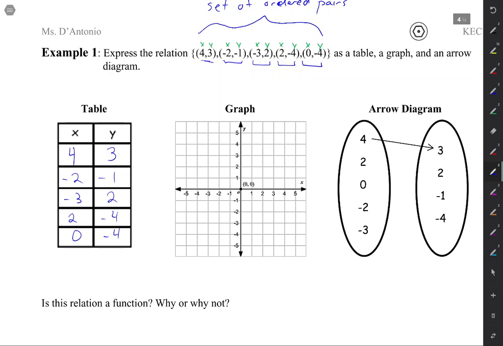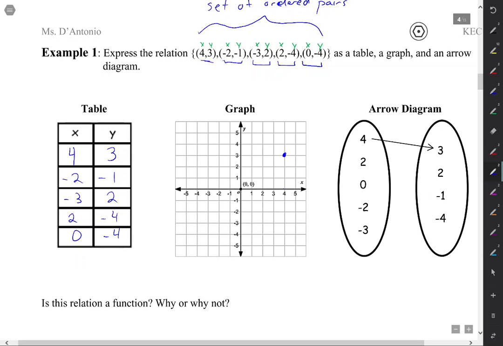Next, let's do the graph. So this is just simple graphing where we plot the x and y values on the graph. I'm just going to start off with this first one, 4, 3. So I'm going to go to the x value of 4, so that would be right here. Can't really see where I'm pointing. And then I'm going to go up to the y value of 3, which would be right there.